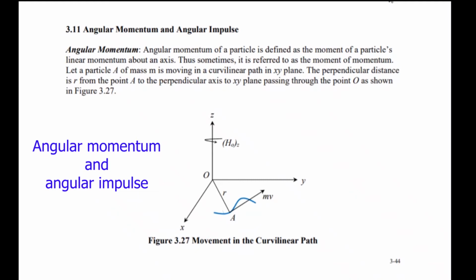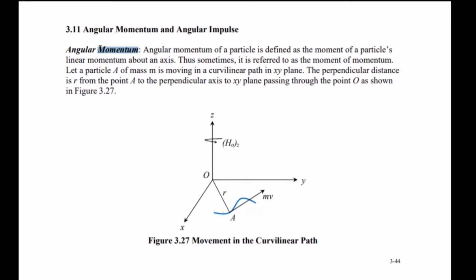This time our topic is angular momentum. Last time we saw only momentum, that means linear momentum. Linear momentum is the product of mass and velocity, and angular momentum is if my body moves around an axis. That means if my movement is in a circular path, then we call it angular momentum.